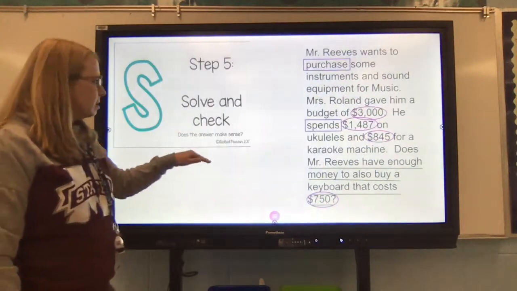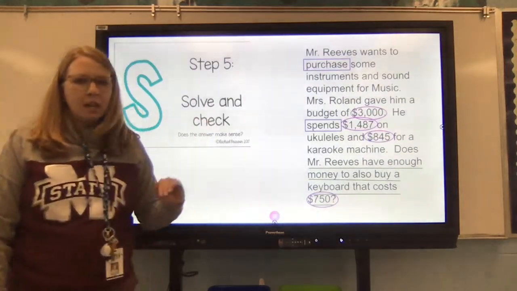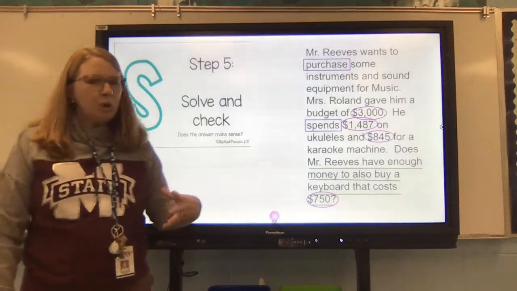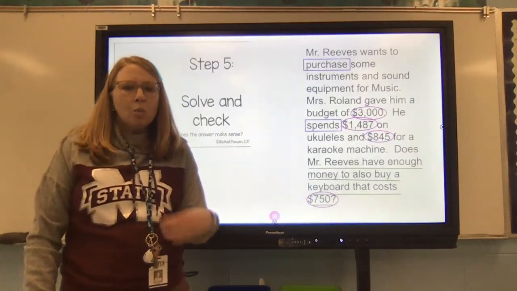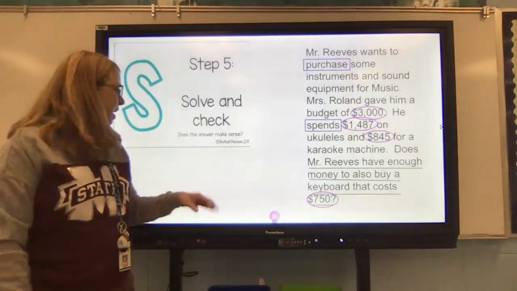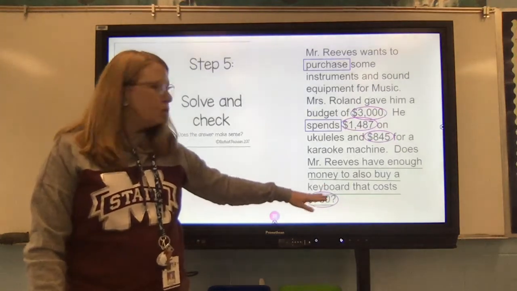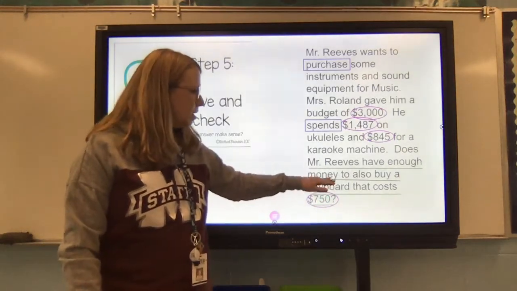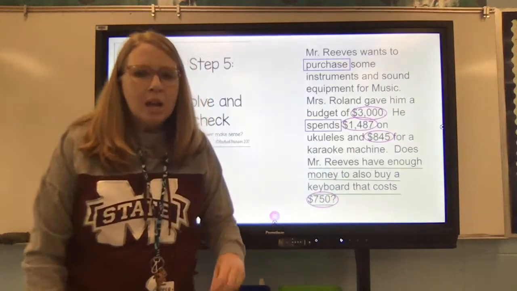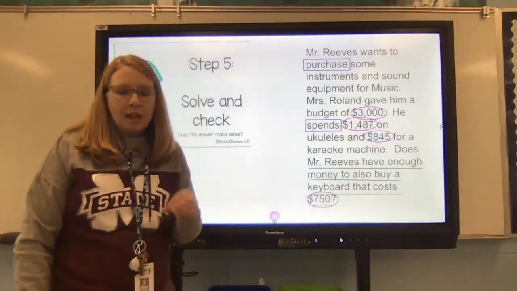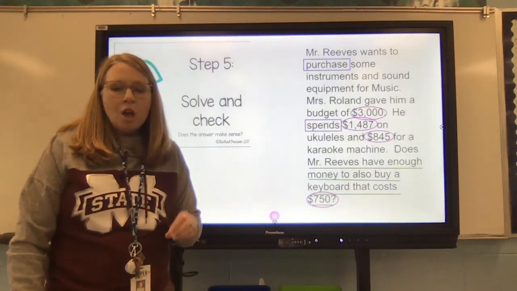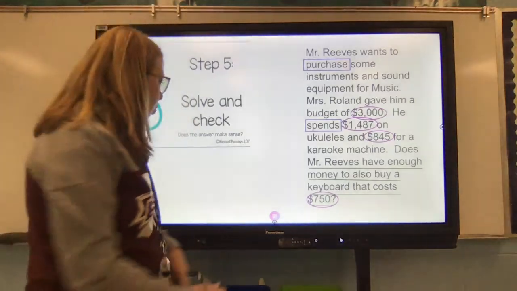Finally, we have S, solve and check. At this point, that's where we actually solve the problem. We check our work and we think, does my answer make sense? Did I answer the question? Does Mr. Reeves have enough money to buy a keyboard that costs $750? So let's work it out really quick.